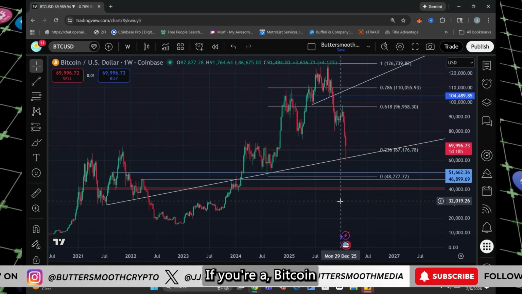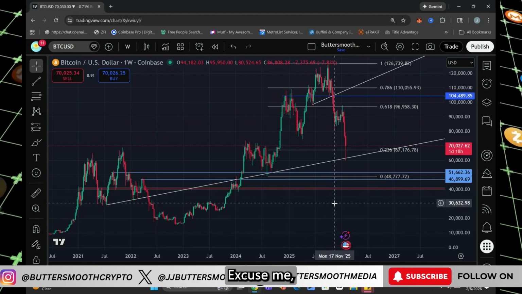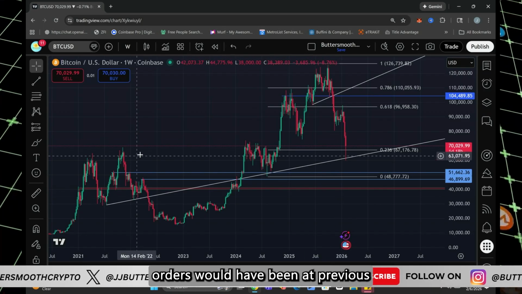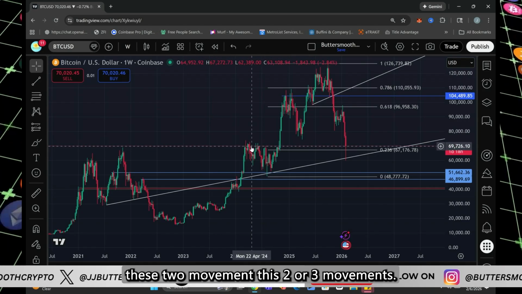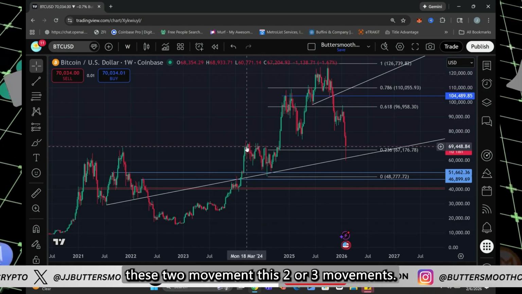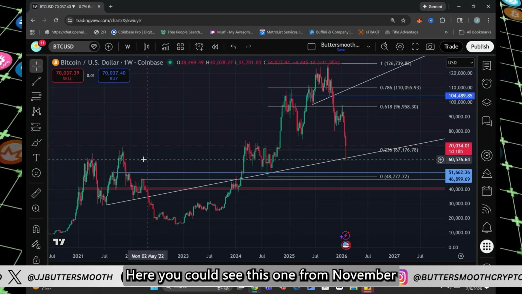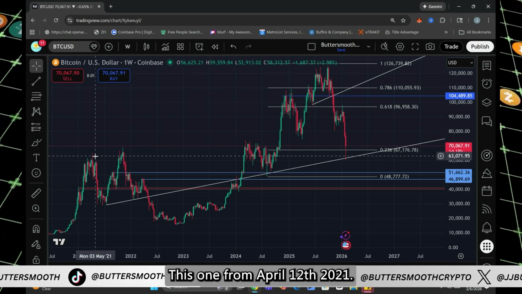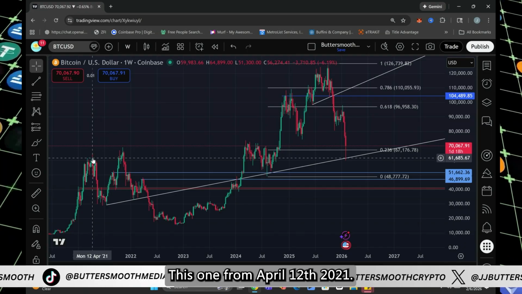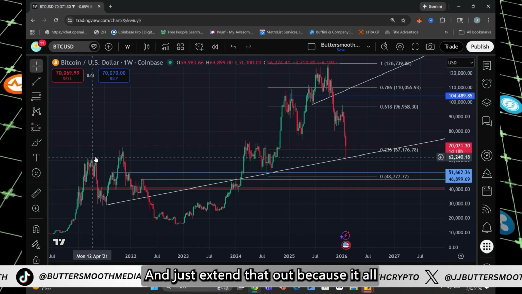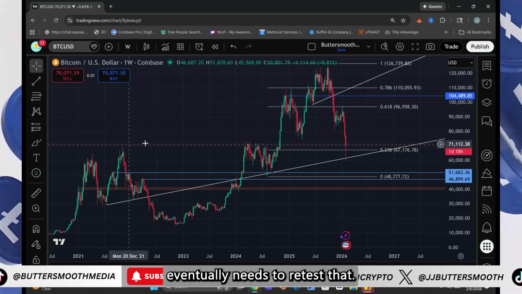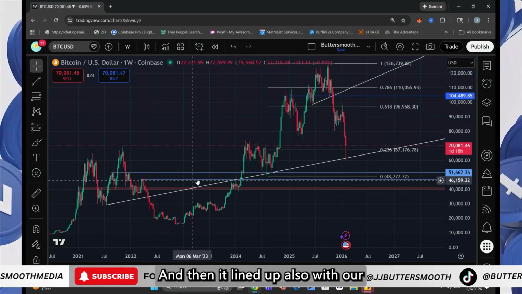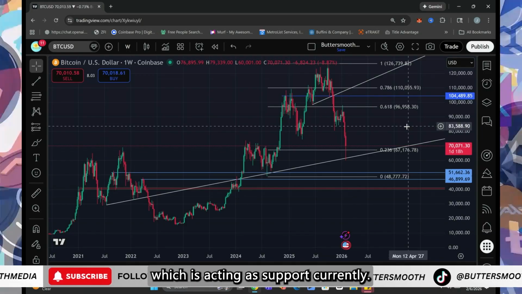If you're a Bitcoin maximalist, excuse me, I don't even know how to say that properly. Great buy orders would have been at previous all-time highs. So you could see here these two or three movements, top of the candle bodies here. You could see this one from November 8th, 2021. This one from April 12th, 2021, and just extend that out because it eventually needs to retest that. And that's what we just did. And then it lined up also with our trend line, which is acting as support currently.